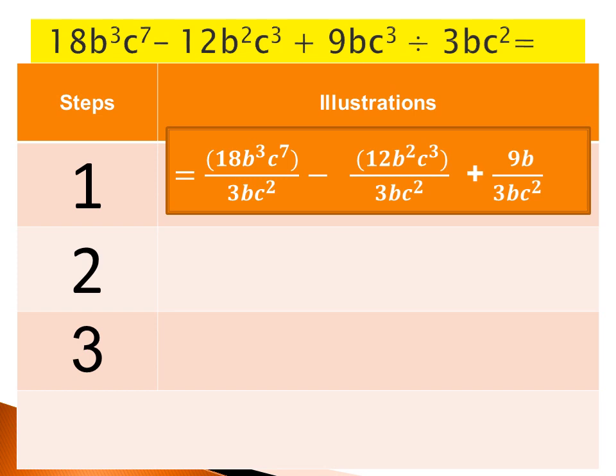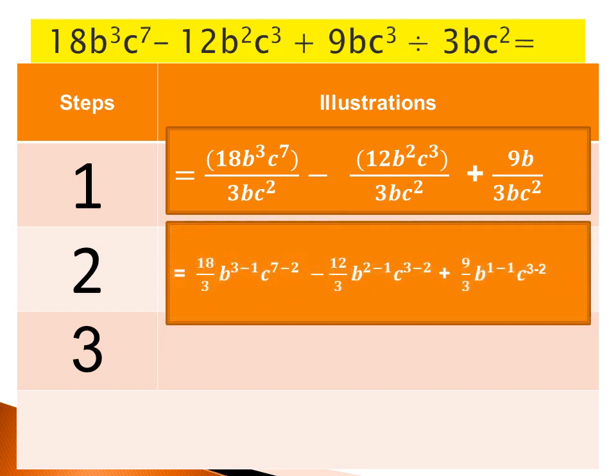Second step, divide the numerical coefficients, then copy the base of the literal coefficients and subtract the exponents. So we have 18 divided by 3, b raised to 3 minus 1, c raised to 7 minus 2, minus 12 divided by 3, b raised to 2 minus 1, c raised to 3 minus 2, plus 9 divided by 3, b raised to 1 minus 1, c raised to 3 minus 2.